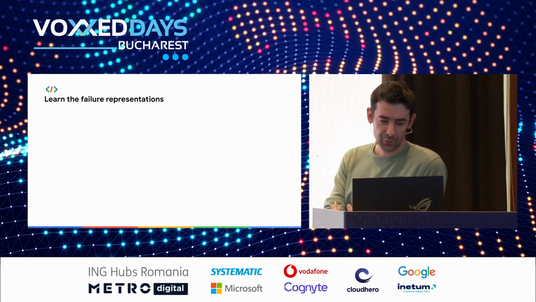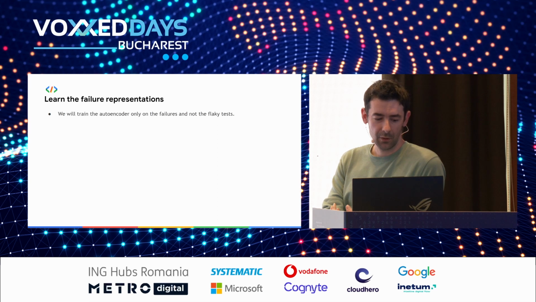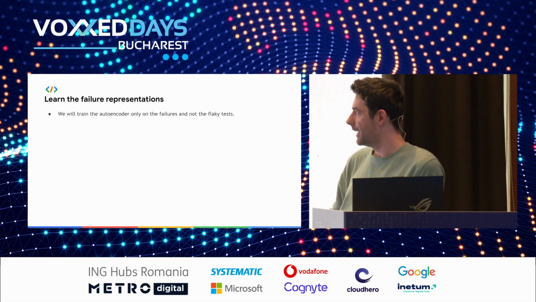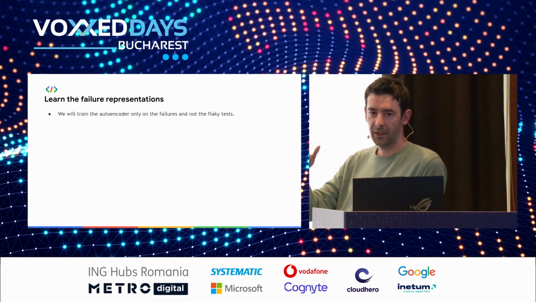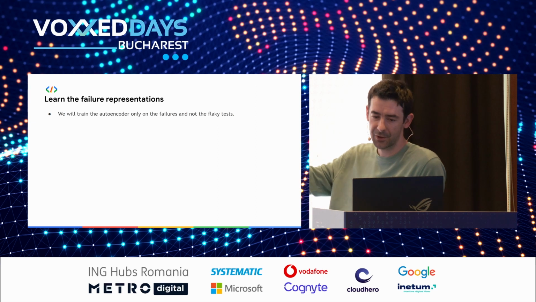So how that translates to what we have here, we're going to train our autoencoder only on the failures and not the flaky tests, and we're going to do that based on those simple intuitions. So we're going to collect only the test failures where a lot of files were changed and a lot of files were changed by a lot of authors and that kind of stuff. So we're not going to use it for the edges, basically.